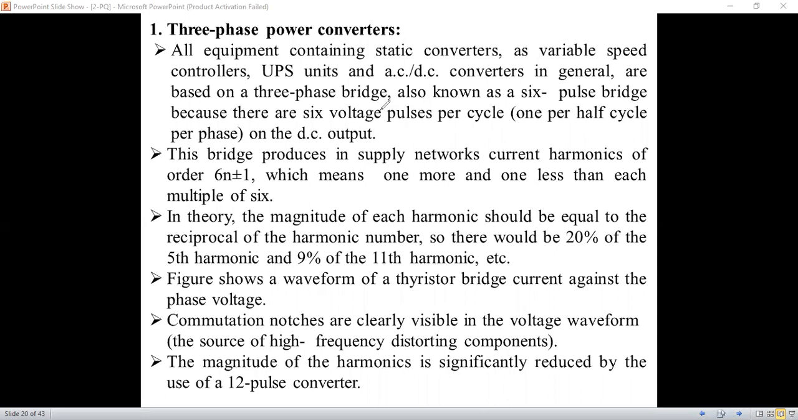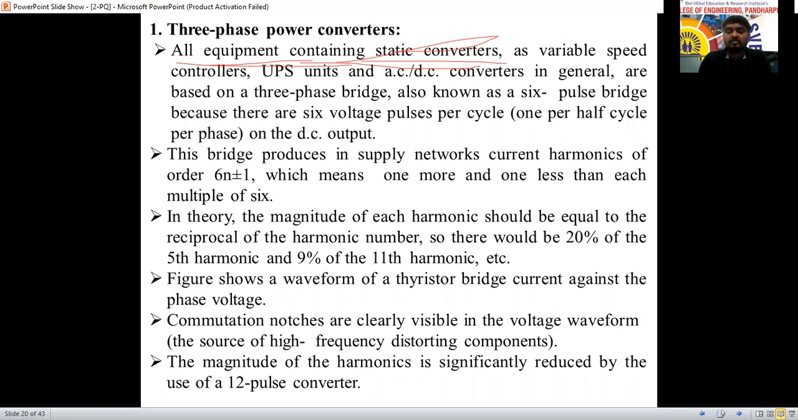So these converters are going to produce harmonics. All the equipment containing static converters. Static converter means there is no rotating part at all in the converter. It converts AC to DC, DC to AC. All are static devices only, there is no movable or rotating equipment over there.